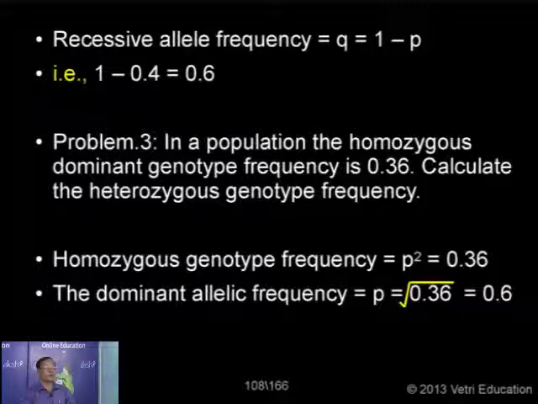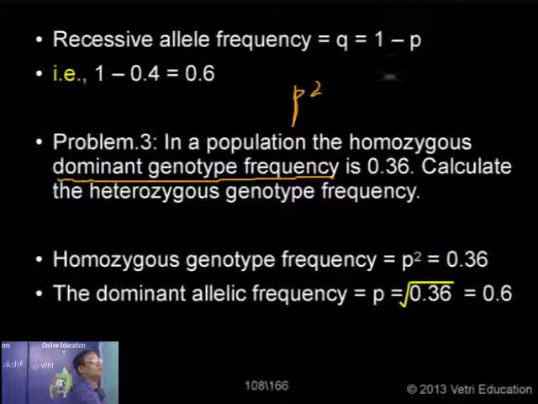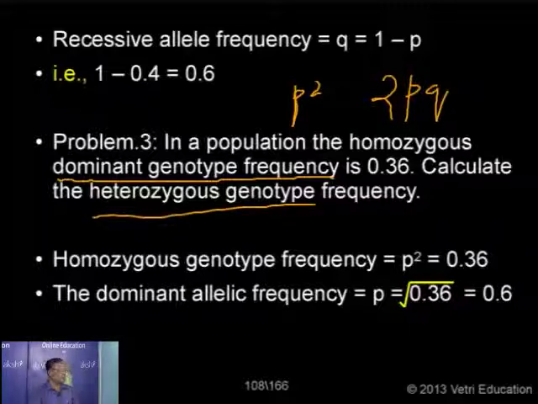Now I am taking another problem. Problem number 3. In a population, the homozygous dominant genotype frequency, that is what is called P square, is equal to 0.36. Calculate the heterozygous genotype frequency, that is 2pq. They are asking 2pq. Here it is given P square. From this value, you have to calculate the heterozygous genotype frequency. So for this one, first we have to calculate the dominant gene frequency, then recessive gene frequency, then only you can get the value of 2pq.